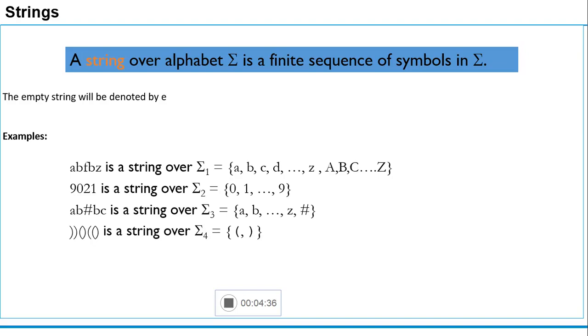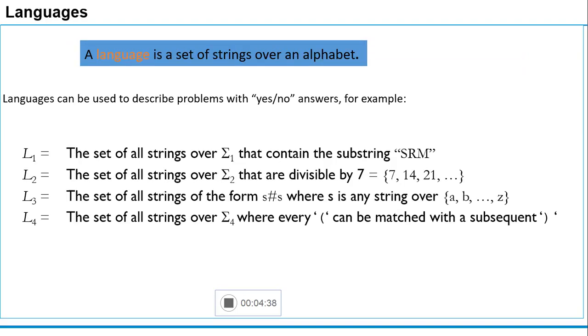And what is a language? A language describes problems with yes or no answers. We have already seen some set of strings over an alphabet, but if you formulate it as a sentence and write it, then you can call it a language. For example, I want a set of strings that have the substring SRM. We will define the language as the set of all strings over sigma that contain the substring SRM.